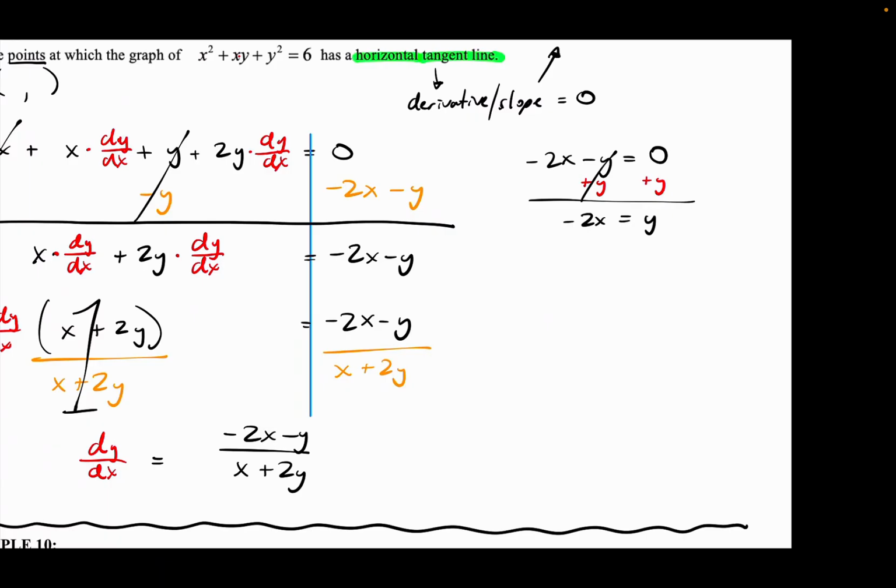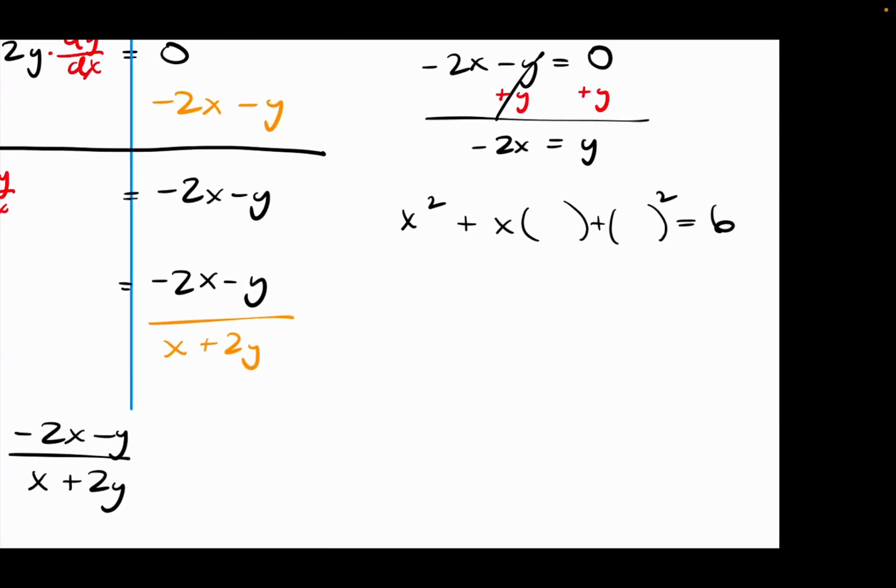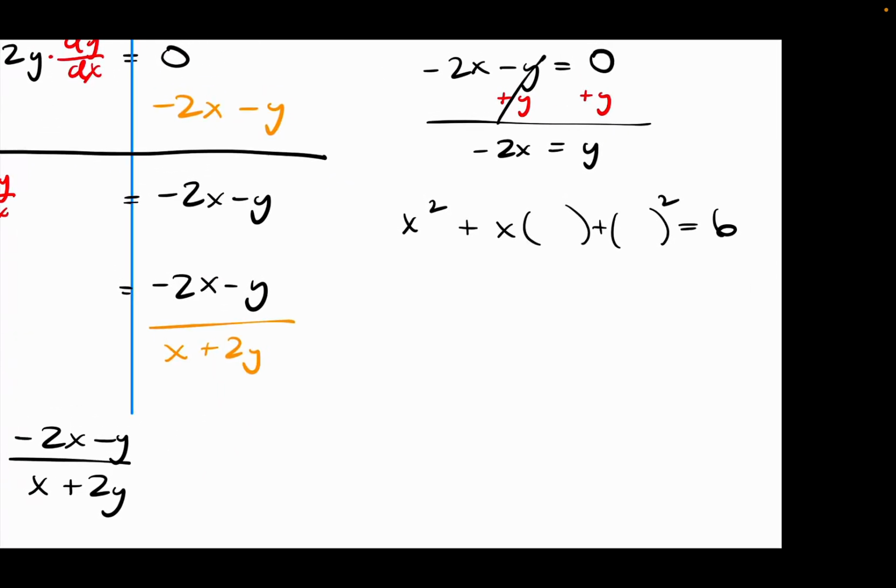What did we do after we found y the last time? Plugged it into the original, right? That's what you're going to do. You're going to plug it back into the original. So everywhere there's a y, I'm going to put a little parentheses. It's not a value, well, it is a value, but it's got an x with it. It's okay. So negative 2x, negative 2x.